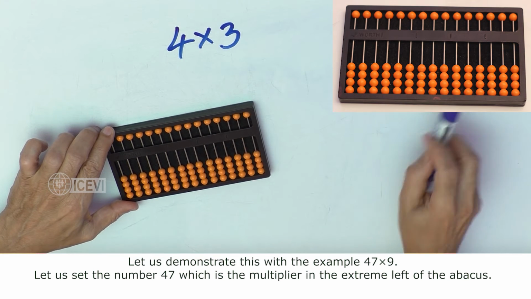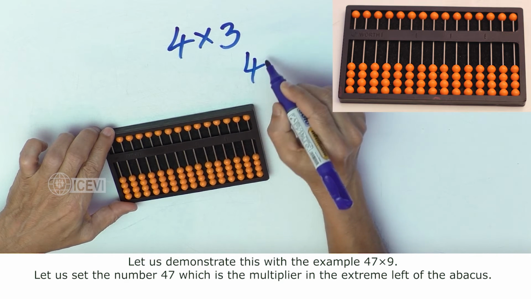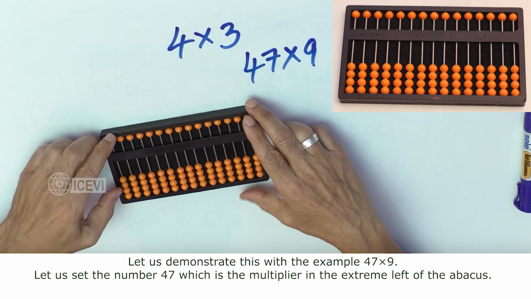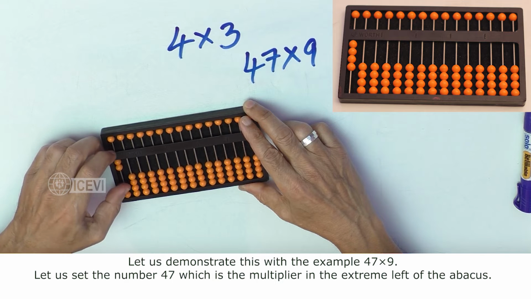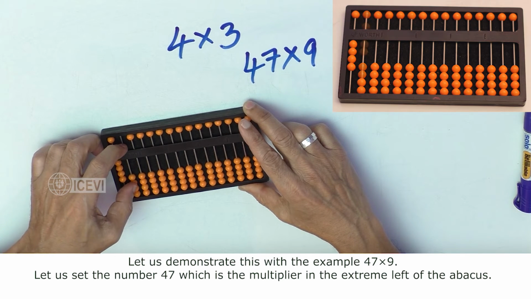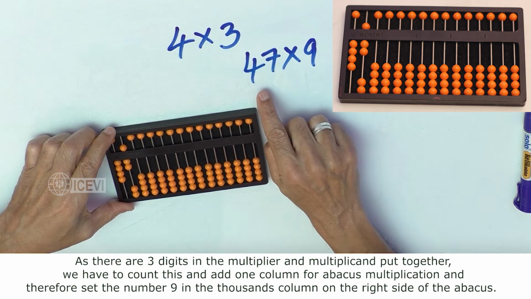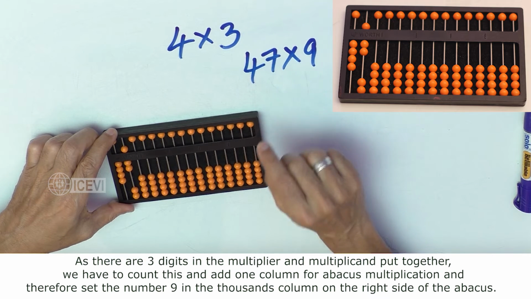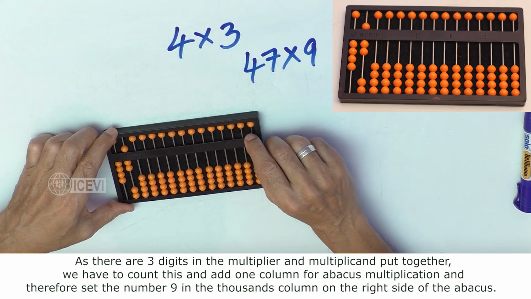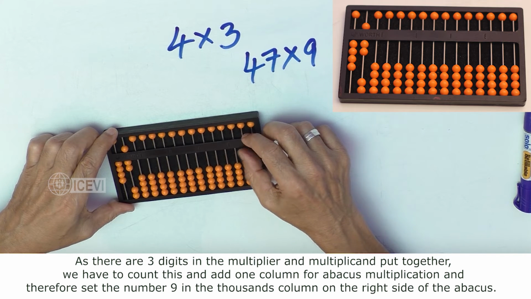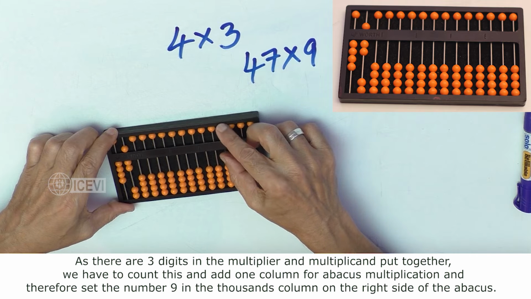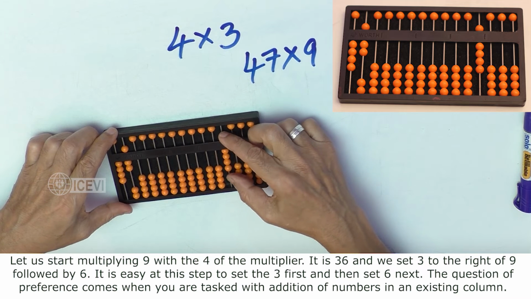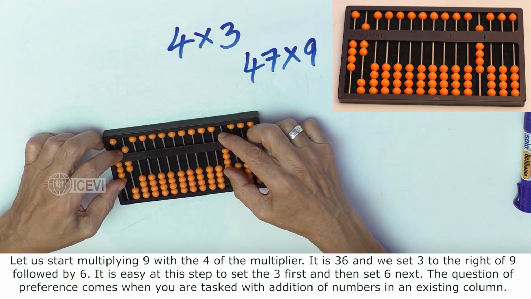Let us demonstrate this with the example 47 multiplied by 9. Let us set the number 47 in the left extreme of the abacus. As there are 3 digits in the multiplier and multiplicand put together, we have to count this and add 1 column for abacus multiplication, and therefore set the number 9 in the thousands column on the right side of the abacus. Let us start multiplying 9 with 4 of the multiplicand.